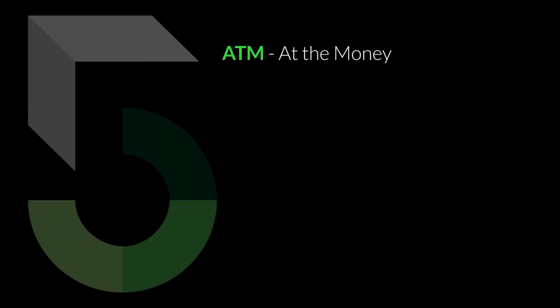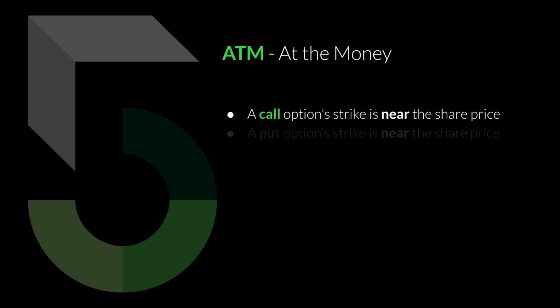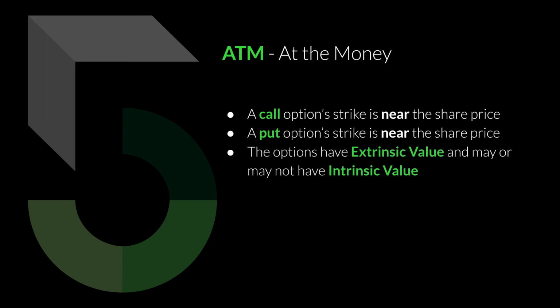Now, at the money options, abbreviated ATM, are simply those options that are near the share price. The strike price is near the share price. So for a call option, the option strike is near the share price, and for a put option, the share price is near the strike price. Like the out of the money or in the money options, these at the money options will have extrinsic value, but they may or may not have intrinsic value depending on if they're in the money or not.